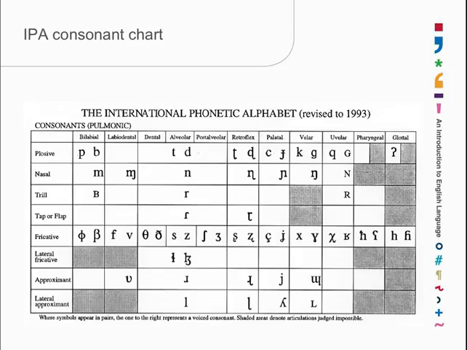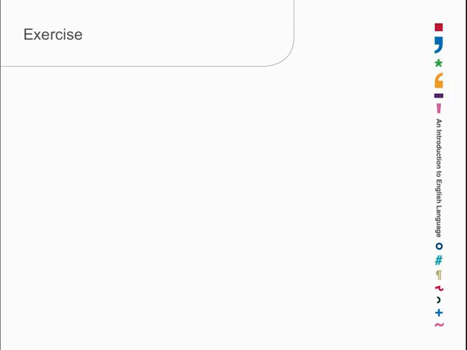So let's see if we can do this little exercise. Is it voiced? Yes, it's voiced, because there's vibration. Where is it being produced? Well, by the lips. And where is the sound going? It's going out of your nose. So this is a voiced, bilabial, nasal.